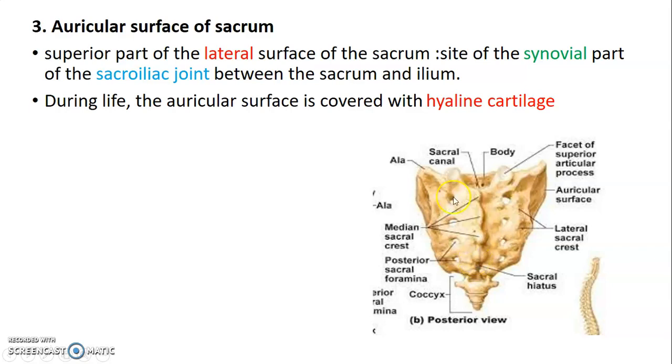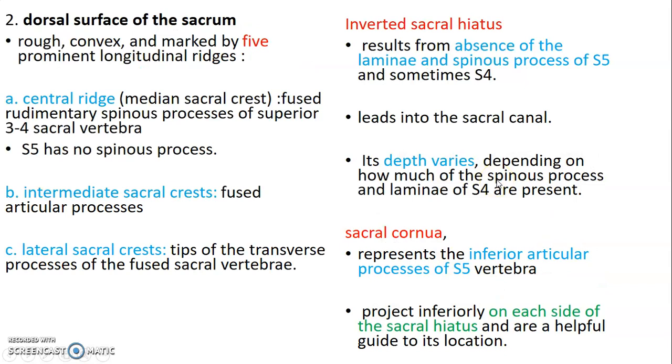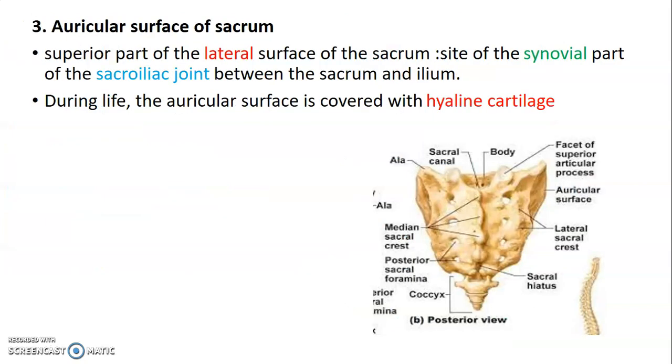This is your sacral canal. So sacral hiatus results from absence of laminae and spinous processes of S5 and S4 down there. So it directs you to the sacral canal, and the depth varies depending on how much of the spinous process and laminae are present. Then we have the sacral cornua, which represents the inferior articular process of S5. Usually this cornua projects inferiorly on each side of the sacral hiatus.